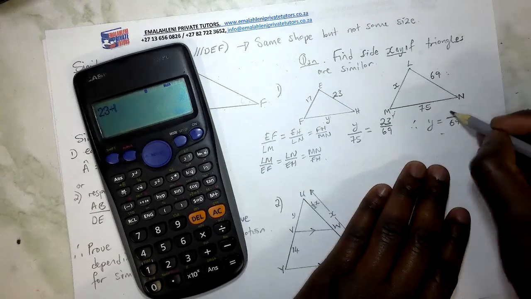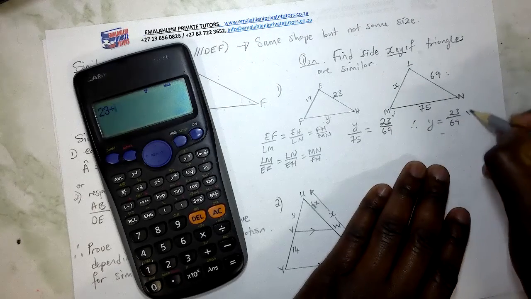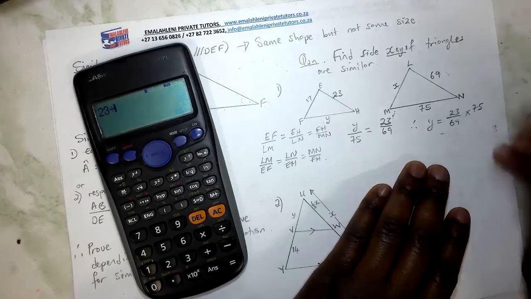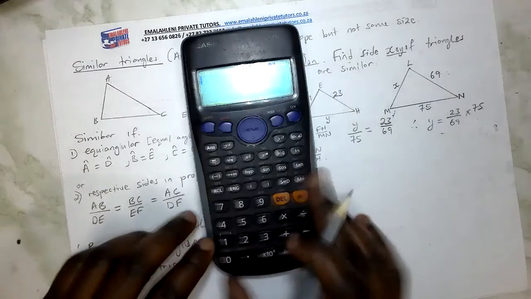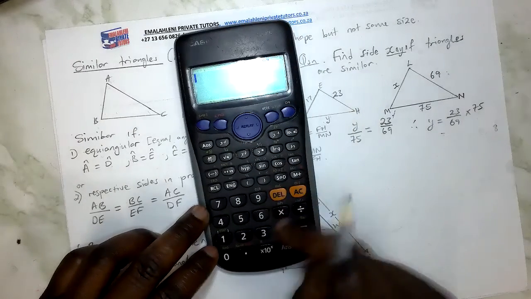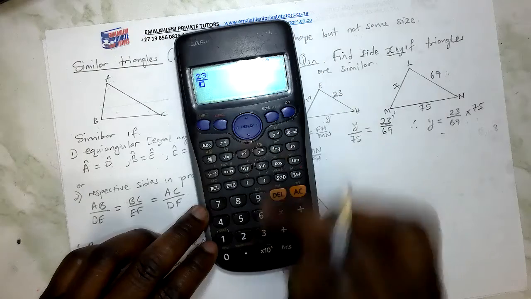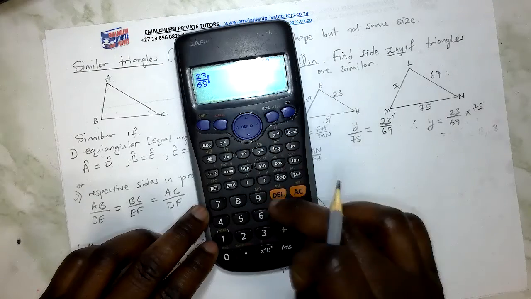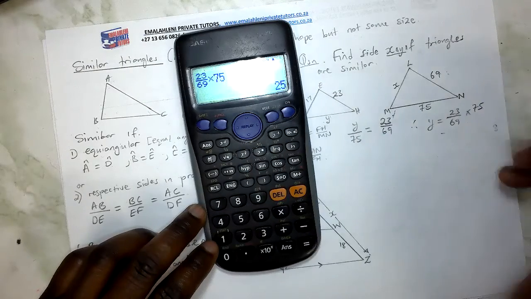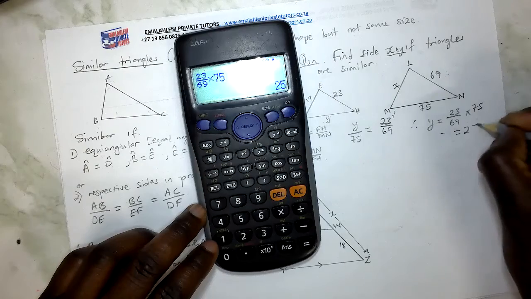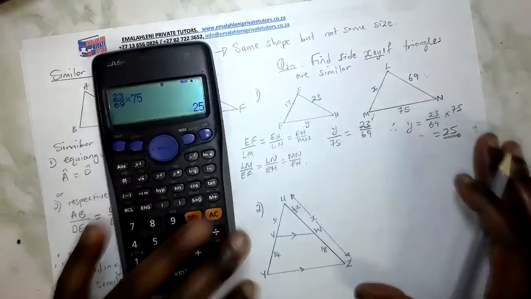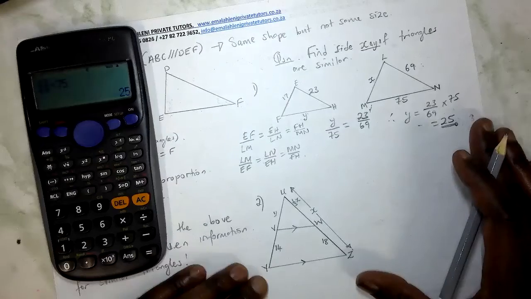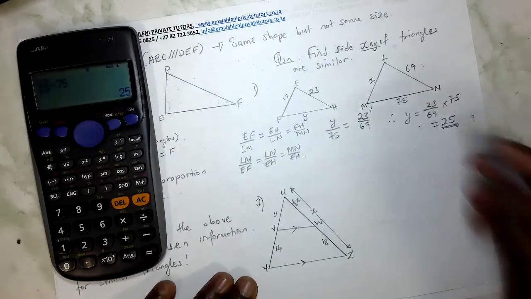Okay, so it's going to be 23 times 75. Then let's put it in our calculator now. This should give us a straight answer. Okay, 69 times 75. You should be worried as well when you get something with decimals, because we are looking for the size. You must check whether you are considering the size properly or not.